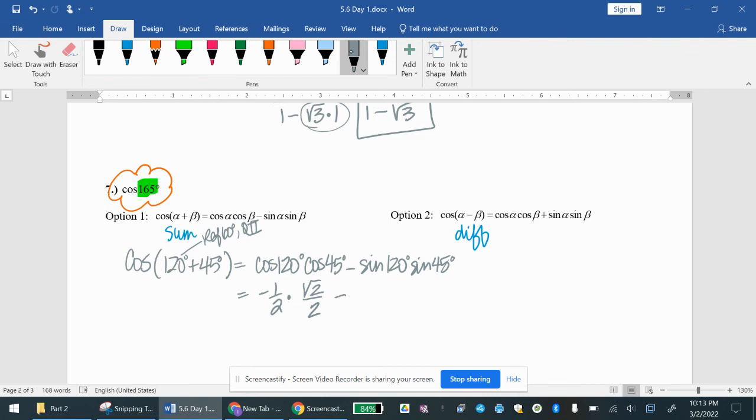120 is in quadrant 2, but sine is positive in quadrant 2. Reference angle is 60, so the sine of 60 is root 3 over 2. And then the sine of 45, that's in quadrant 1. It's positive. It's 1 over root 2, but rationalize, it's root 2 over 2.